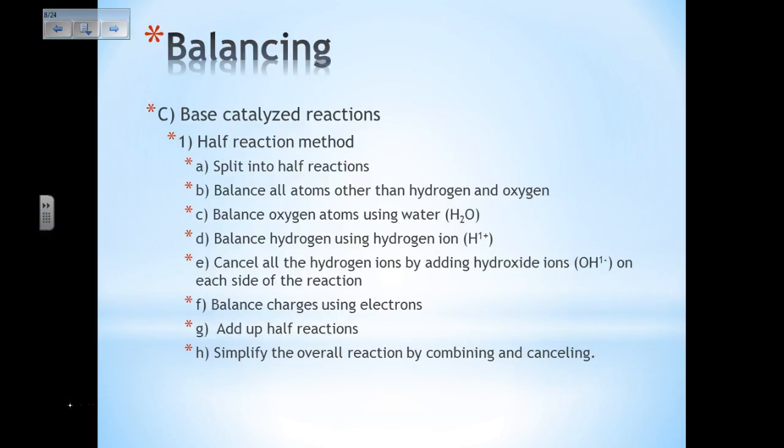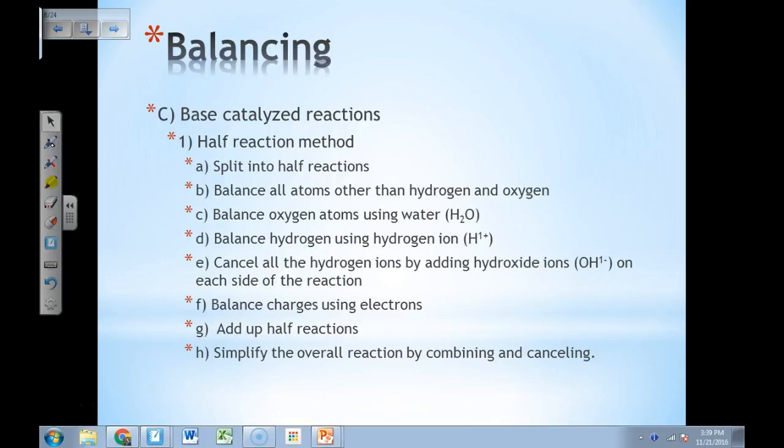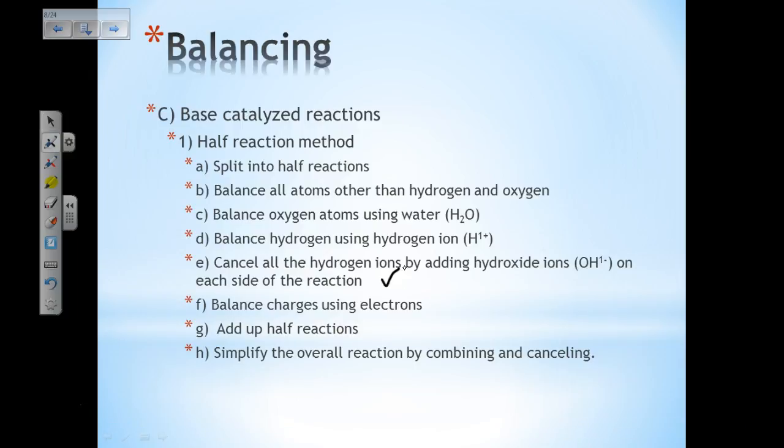Hey everybody, let's take a look at balancing redox reactions that are catalyzed by bases. You can write down these steps. They're going to be very similar to acid catalyzed reactions. If you've looked at those, the only difference is going to be this guy right here.